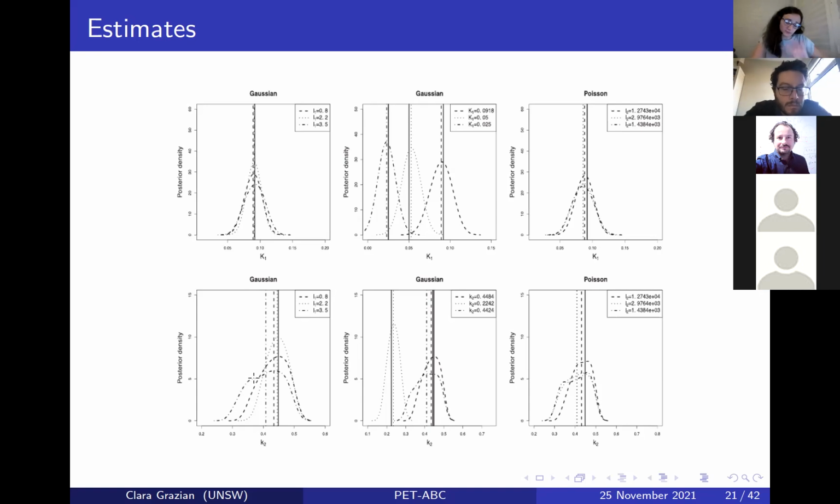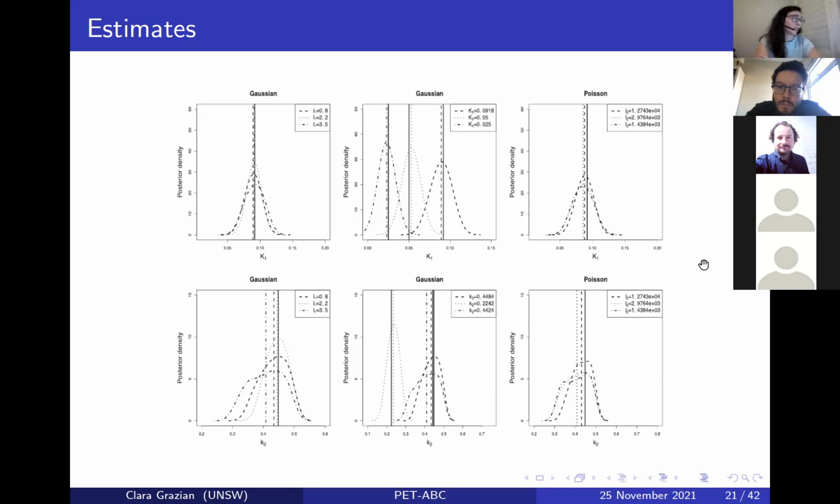While if we look at K2, when the level of noise increases, then the posterior approximation seems to be a bit bimodal. And a similar type of consideration can be made for Poisson noise. So K1 seems to be better estimated than K2, in particular for a higher level of noise. But very similar considerations can be seen with different true values of K1 and K2. More or less what we've seen is that the approximation can be good even in presence of a larger level of noise.